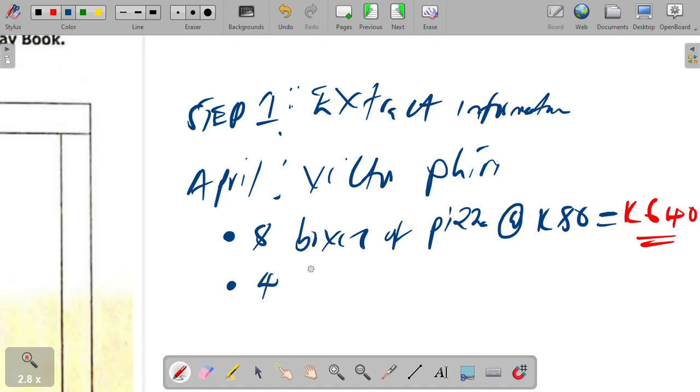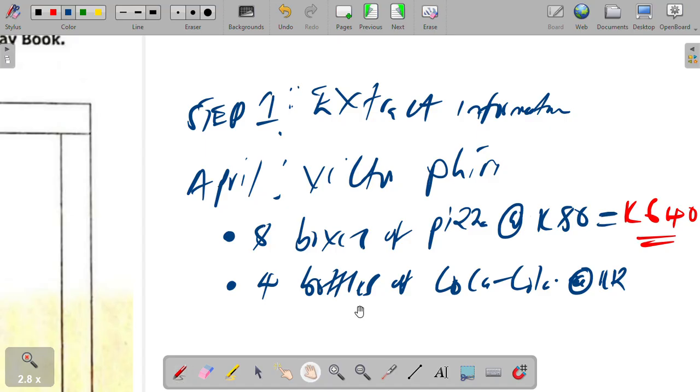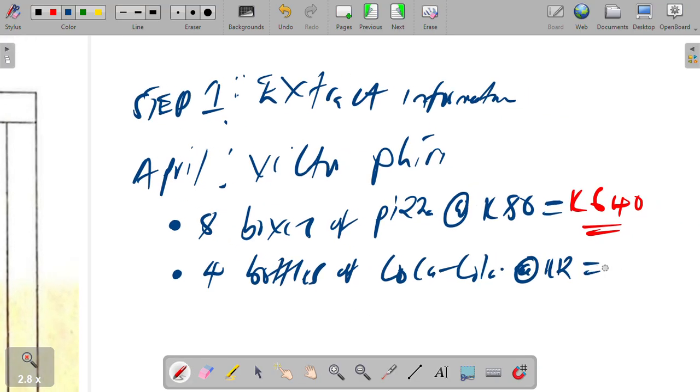Okay, what else happened? 4 bottles of Coca-Cola was sold to him at how much? 12 kwacha each. And 12 by 4 bottles, how much do we get? Okay, at the time you're watching this video, make sure that you're following and you're also working out the solutions. So we are getting 48 kwacha.